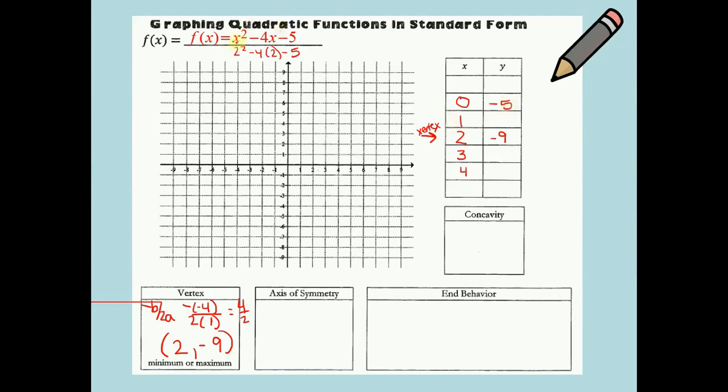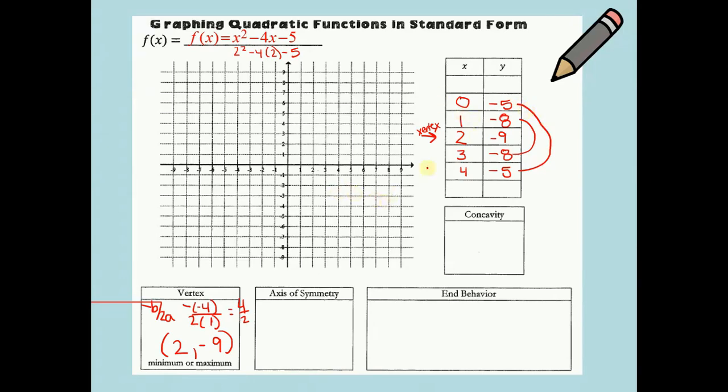Plug in 1, I get 1 minus 4. That's -3 minus 5. That's -8. 3, I get 9 minus 12, that's negative 3. Negative 8. Notice, guys, this is matching. That should happen. 16 minus 16, that's 0. Negative 5. Another match, which is perfect. That's what should happen because they do have symmetry, your parabola.